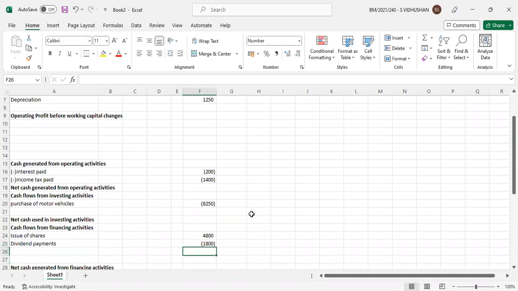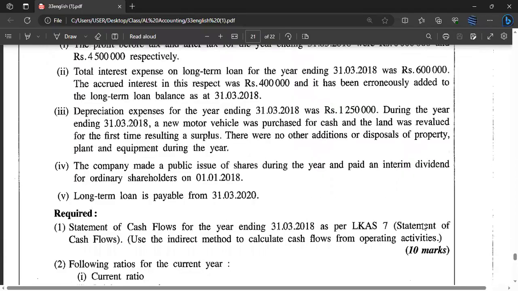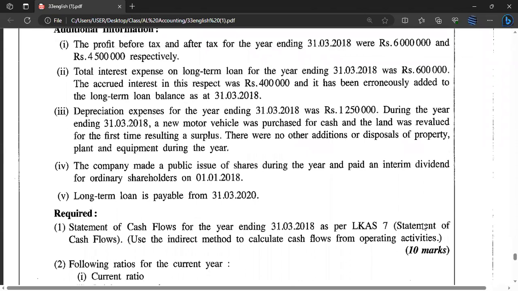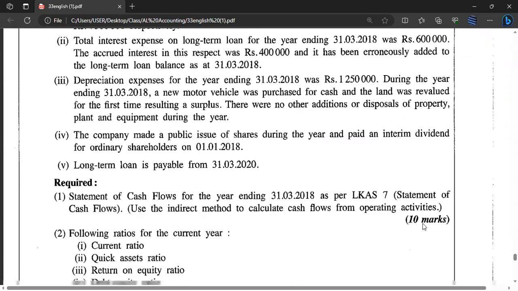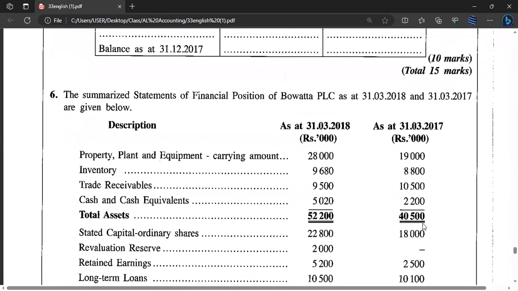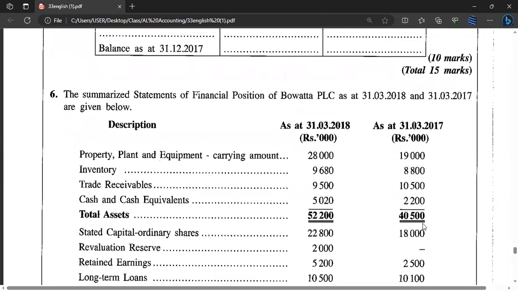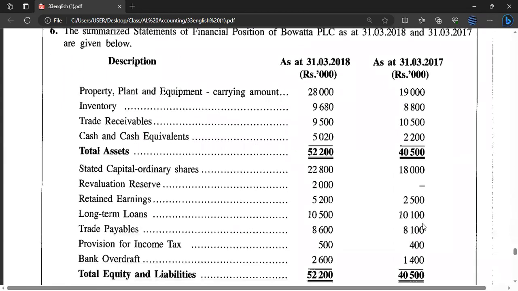Right. Then we look whether we have more additional information. And a long-term loan is payable from 31st March 2020. Right. Okay. So now let us come to the statement of financial position and look into the inventory. So inventory in the opening balance, we have 8,800 and closing balance has been increased to 9,680. So there is an increase in inventory by how much?